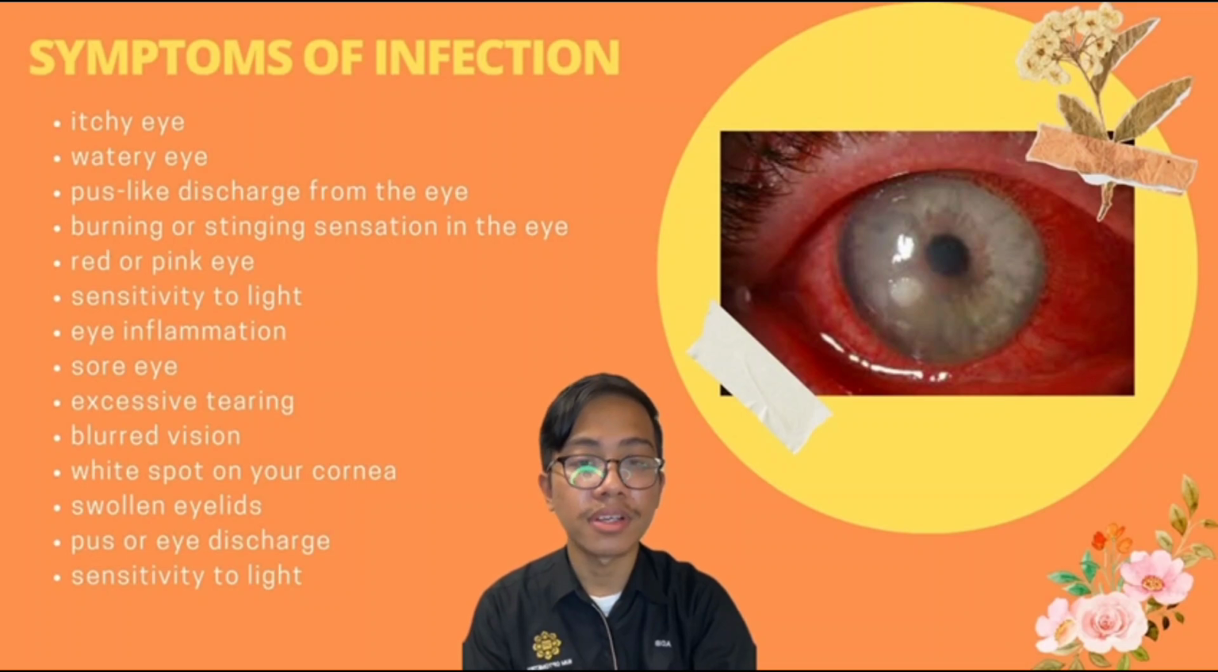Symptoms and signs of the corneal ulcer itself include eye inflammation, sore eyes, excessive tearing, blurred vision, a white spot on your cornea, swollen eyelid, pus or eye discharge, sensitivity to light, and feeling like something is in your eyes, which is a foreign body sensation. All symptoms of a corneal ulcer are severe and should be treated immediately to prevent blindness. A corneal ulcer itself looks like a gray or white area or spot on the usually transparent cornea. Some corneal ulcers are too small to see without magnification, but you will feel the symptoms.